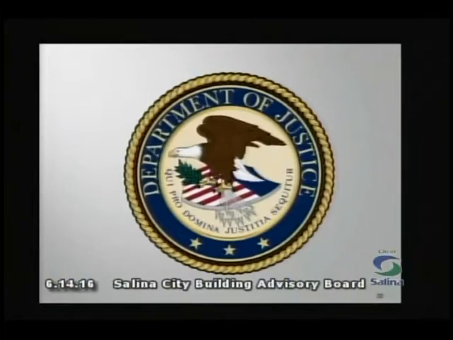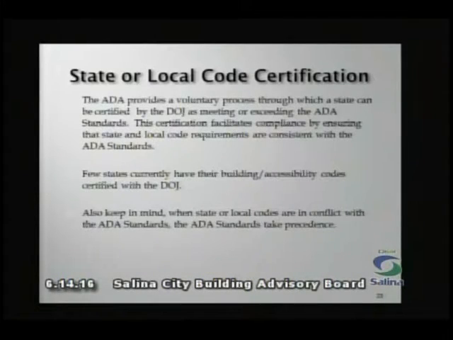This is the authority, Department of Justice. They will investigate any and all complaints. Now, the ADA does provide a voluntary process through which a state can be certified as meeting or exceeding the ADA standards.